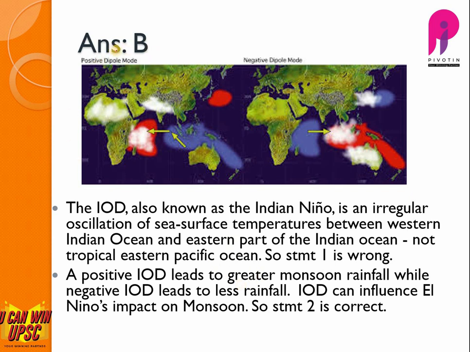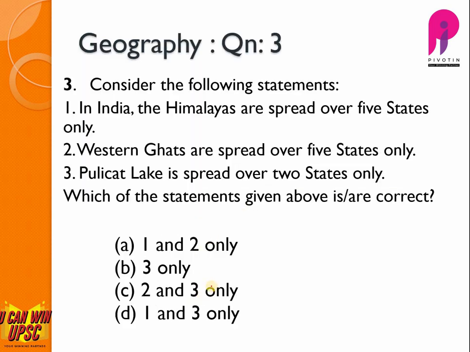This is positive dipole mode and this is negative dipole mode. In positive dipole mode, the cloud formation is in India, and in negative dipole mode, it shifts to this part, Australia and Southeast Asia. Question number 3.